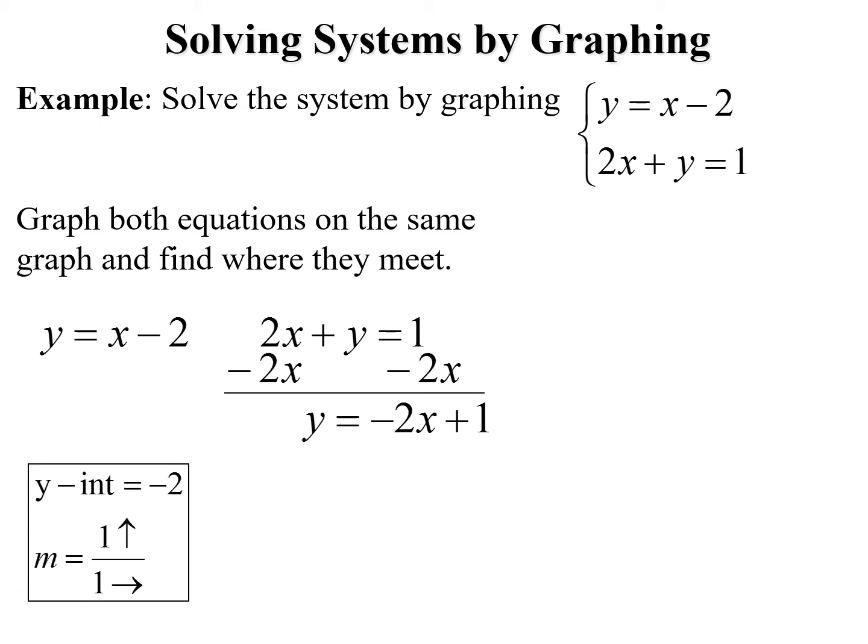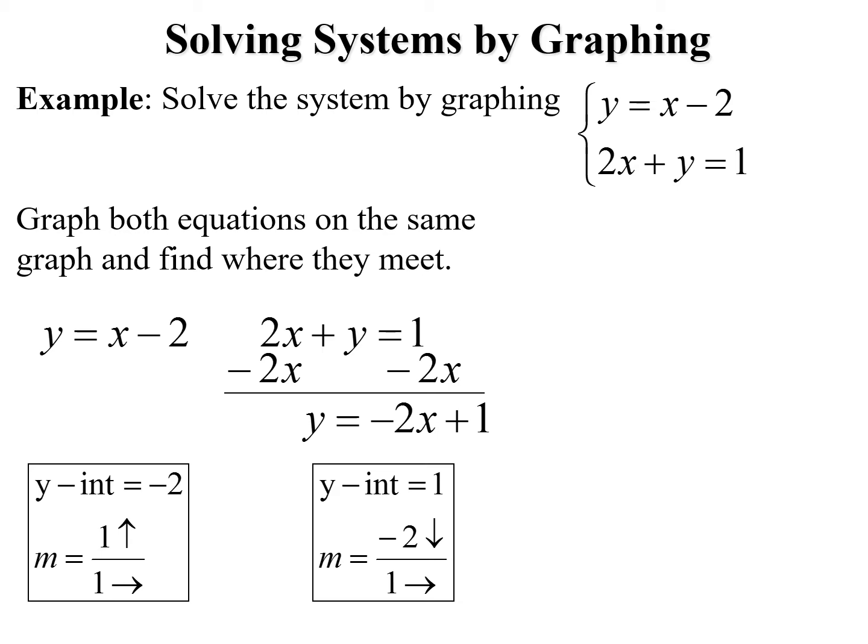So for my first line, like I said, our y-intercept is negative 2 and our slope is 1. So I'm going to go up 1, right 1, up 1, right 1. For our second line, our y-intercept is positive 1 and my slope is negative 2. So I'm going to go down 2, right 1, down 2, right 1.